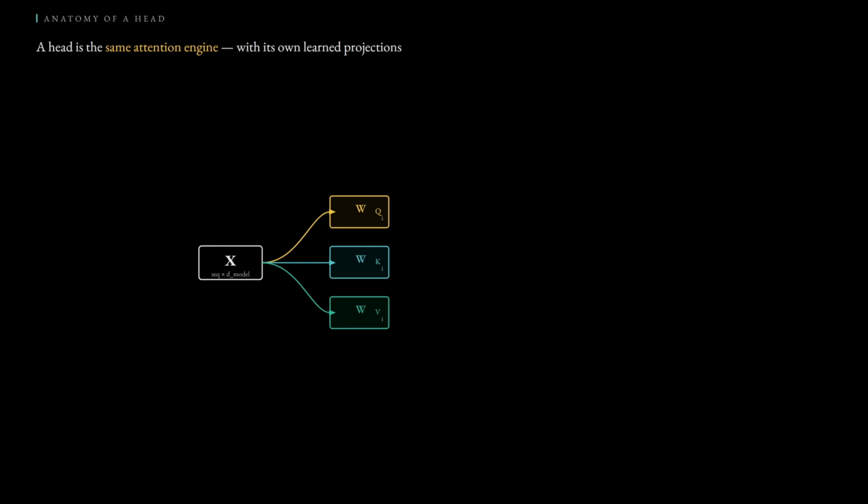Each of these 3 boxes is a matrix of learned weights. They are different for each head. Head 1 has its own private set of all 3. Head 2 has a completely different private set. Head 8 has a different set again. This is where the different lens lives in the mathematics.